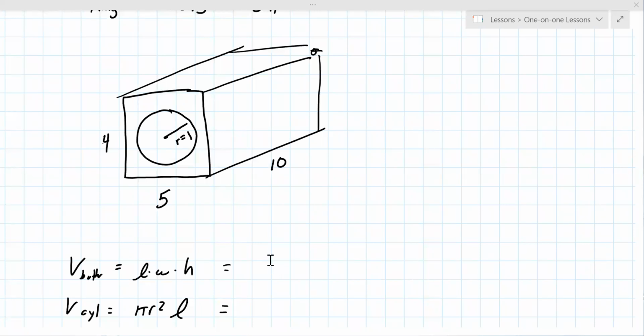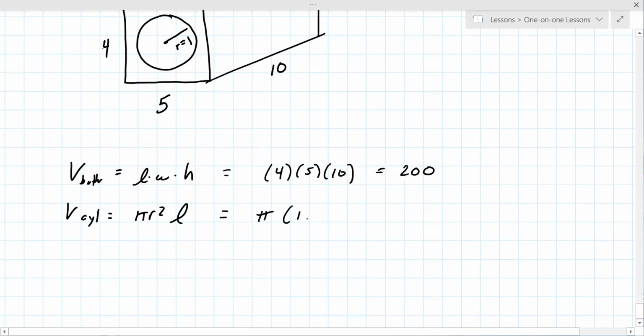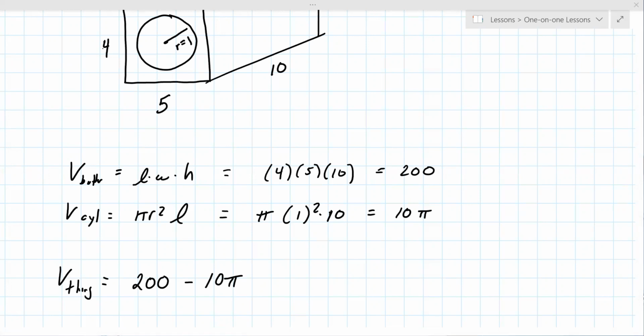Okay, I'm going to just start putting some of the numbers in. You got 4 times 5 times 10. That's 200. And then pi, your radius is 1 squared times 10. So that's 10 pi. So your volume of your thing, because I don't have a word for it, is the bigger one, which you may not be able to tell by the numbers, but in this case, you know the butter is bigger than the tube. 10 pi. Okay, that's what I got too.